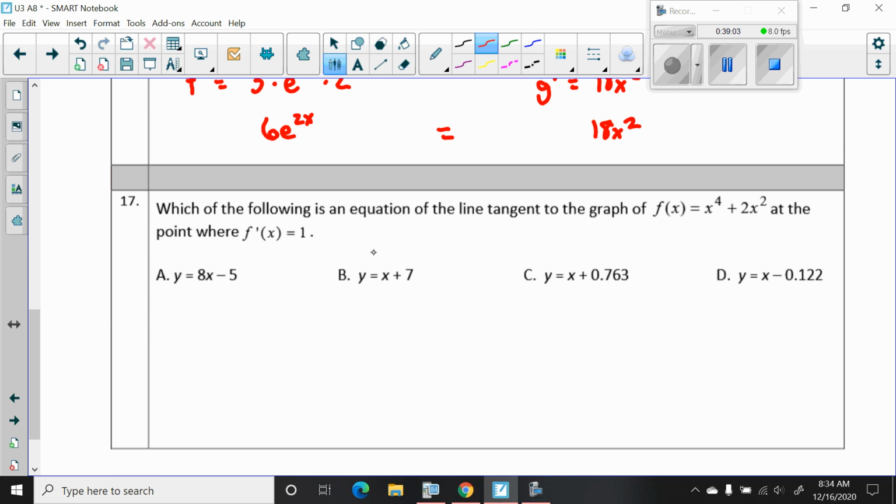17. Which of the following is the equation of the line tangent to the graph at the point where f prime is equal to 1? So set the slope equal to 1. All right, well, f prime, 4x to the third plus 4x. And where does this equal 1? So it's equal 1. Subtract 1 from both sides.